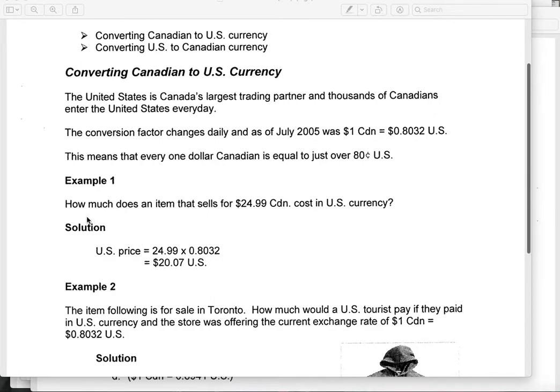So looking at this first example, it says how much does an item that sells for $24.99 cost in US currency? Well, you take the Canadian price and you multiply it by the currency rate. So $24.99 in the United States would cost you $20.70. So when you're converting Canadian dollars to American dollars, you are going to multiply.